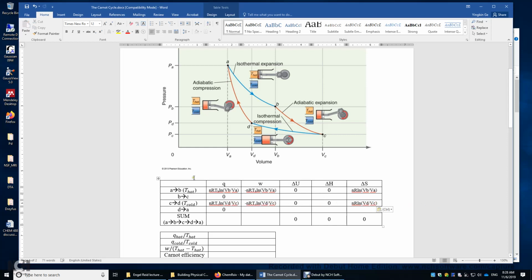Now let's look at the adiabatic process from B to C. Q is 0. Now we'll work on delta U first. Delta U is simply CV times delta T. So the temperature change is from T hot to T cold. So basically we just need to use the final temperature, Tc, minus the initial temperature of the step, which is Th. And we will be able to obtain the expression for delta U.